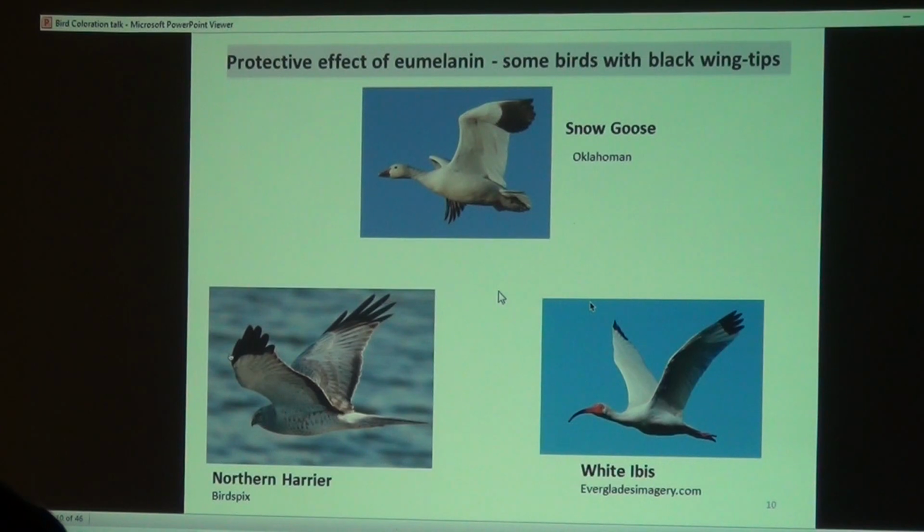And this is especially true in birds that fly long distances. For birds like the snowy egret, it doesn't really matter because they don't fly long distances. They spend most of their time in water.